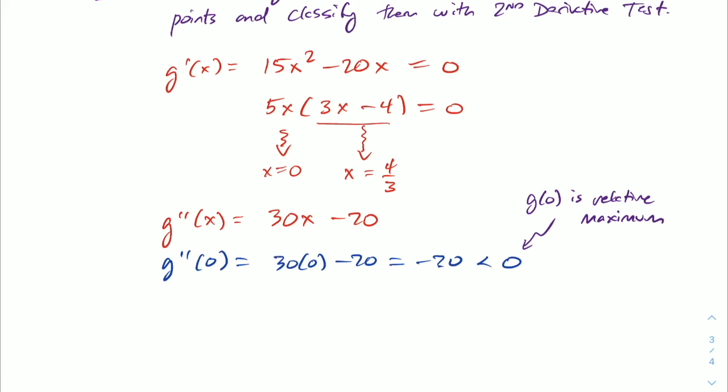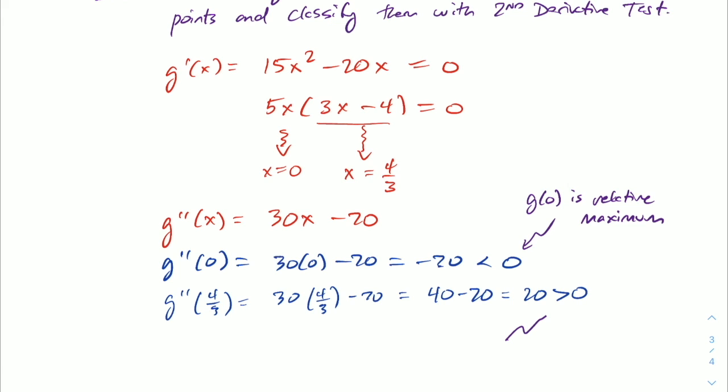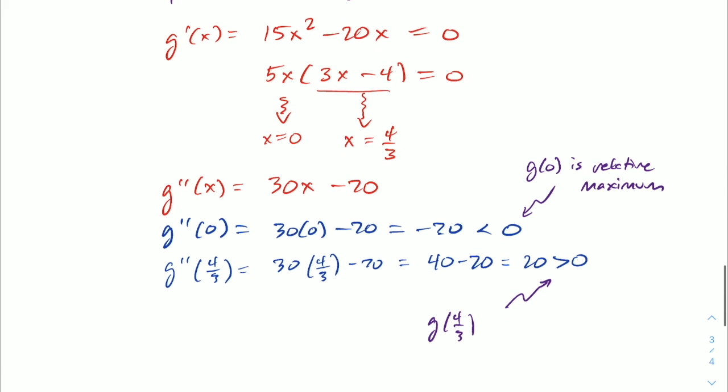Relative maximum. If we put 4/3 into the second derivative, we'll get 30 times 4/3 minus 20, so that's 40 minus 20, which is positive 20. And this means that g of 4/3 is a relative minimum.